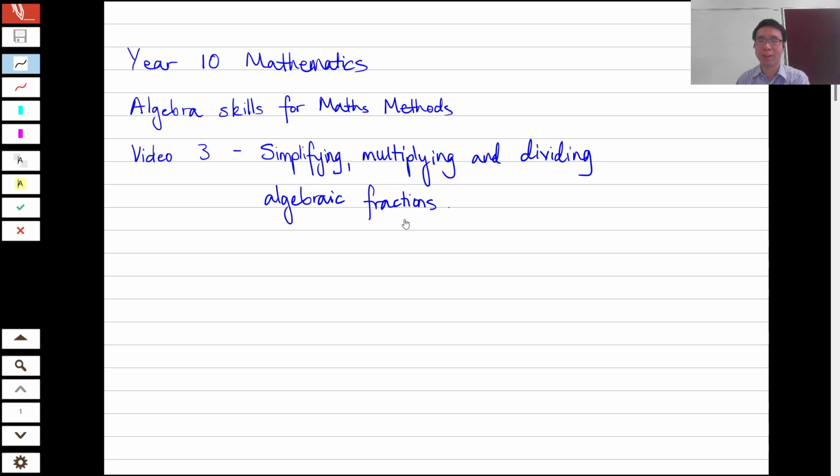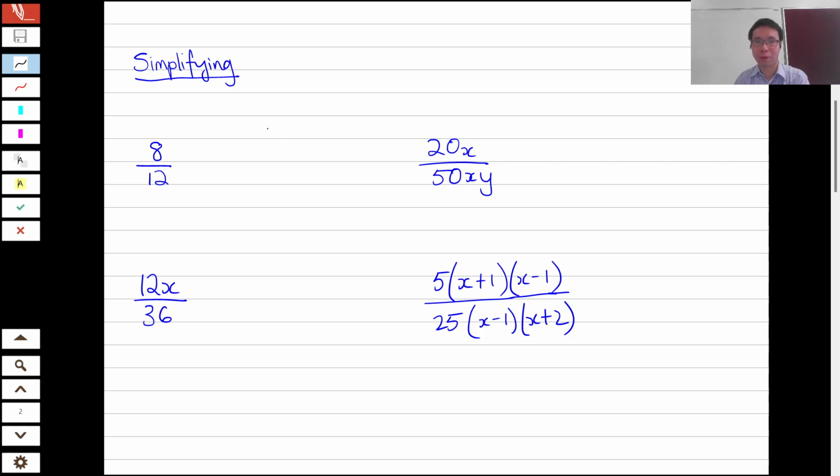Today we're going to look at simplifying, multiplying, and dividing fractions, something that you've already done. And the only thing that's going to be different today is we're going to allow pronumerals and variables to be part of our fractions. We'll see that it's actually pretty much the same, and we've just got to keep track of various factors when cancelling. So let's start with simplifying.